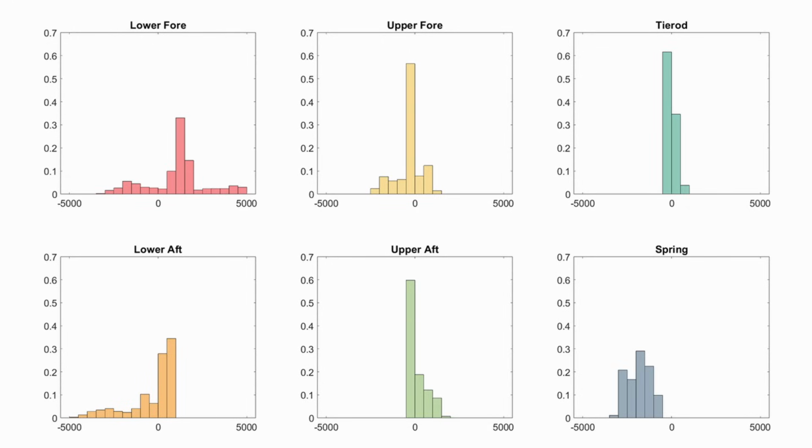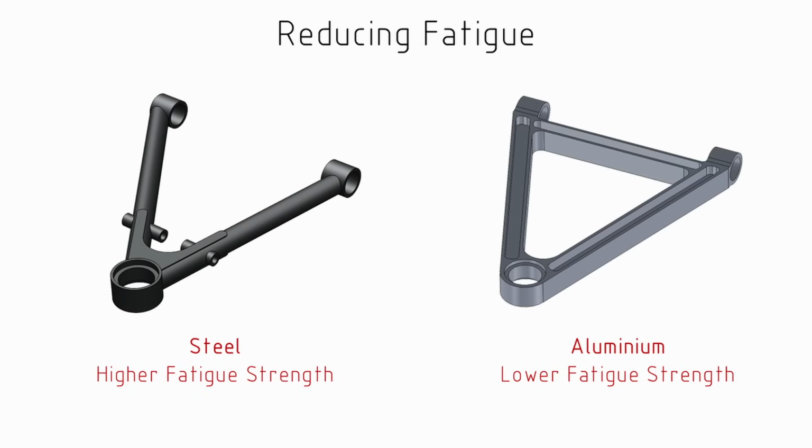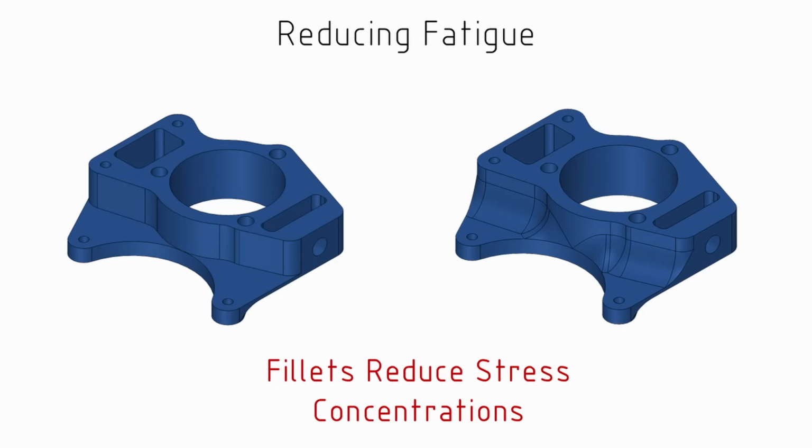So that probably means more steel than aluminium, given that steel is better in fatigue. And when we are using aluminium, we're going to want to make sure we've got really generous fillets in our design to avoid any of those stress concentrations. So that covers the 6 main insights that I wanted to draw out of these calculations.